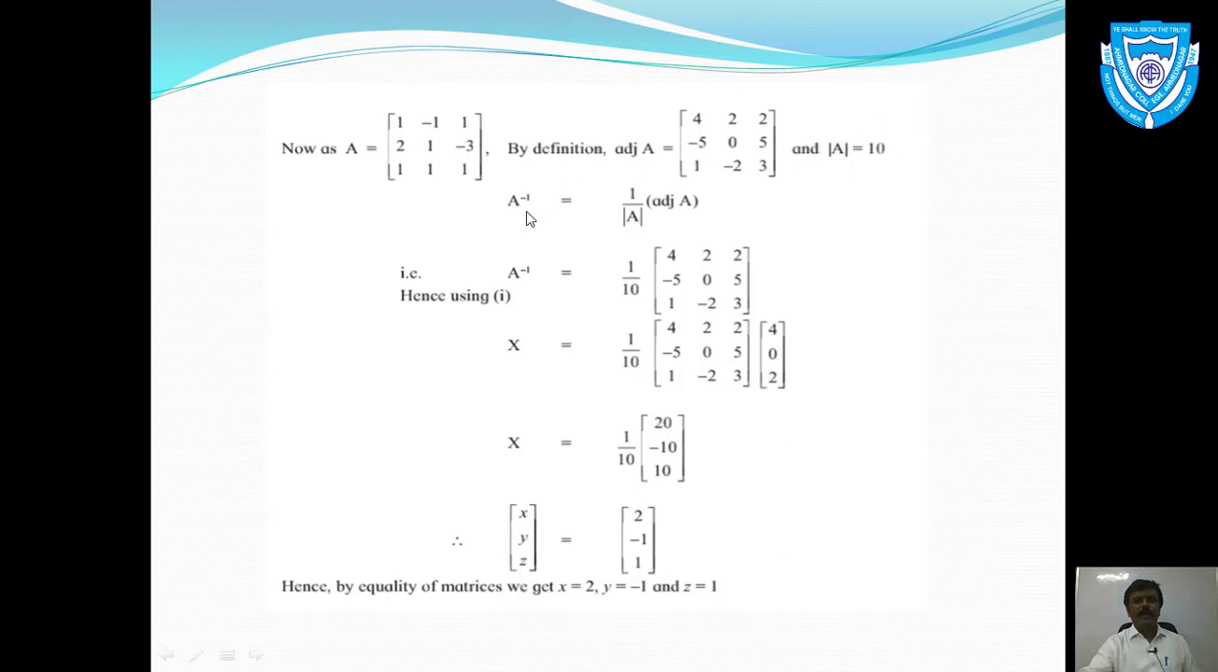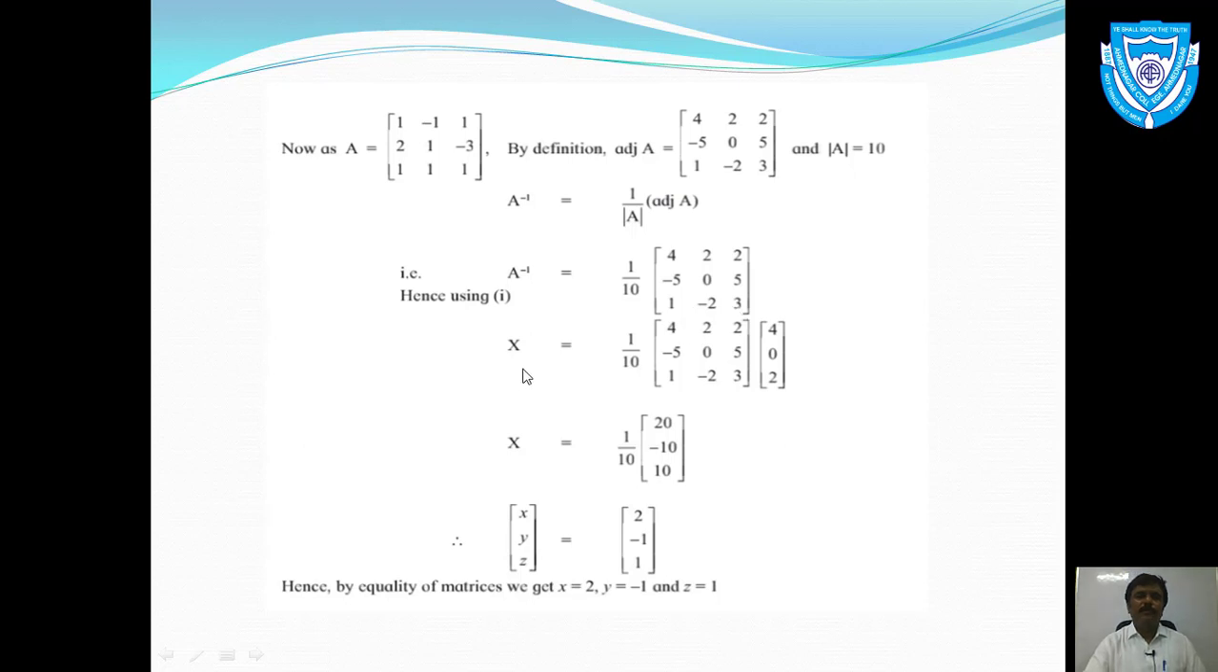Now what is the formula to find A inverse? A inverse is equal to 1 upon determinant of A into adjoint of A. We'll just put the values in this formula to find A inverse. In the next step you can observe that we have replaced 1 upon determinant of A with 1 upon 10. 1 upon 10 into adjoint of A. Now what are the elements of the adjoint of A? That is 4 2 2, -5 0 5, 1 -2 3.